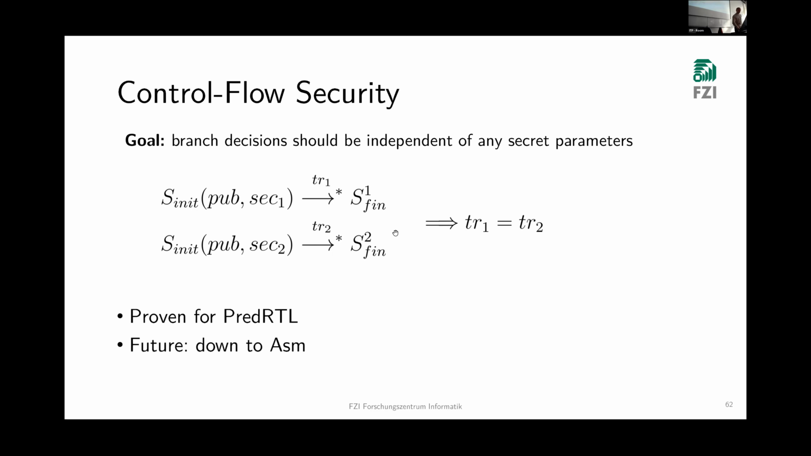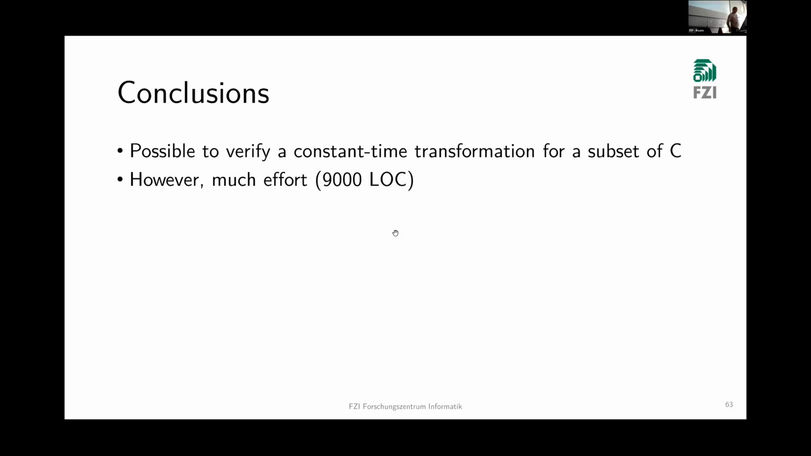And yeah, we have shown this for our pred RTL language. What we haven't done is to take this proof and pull it all the way down to assembly. So we could do this in the future to actually show that the resulting assembly also has this property. But yeah, this should be doable. And okay, with this, I come to the conclusions already.